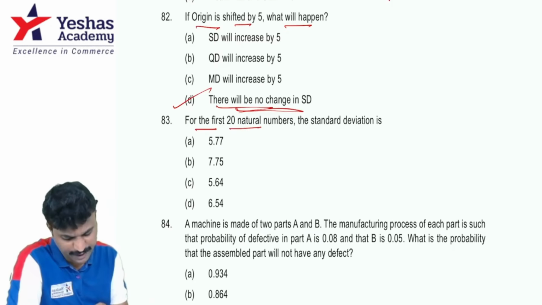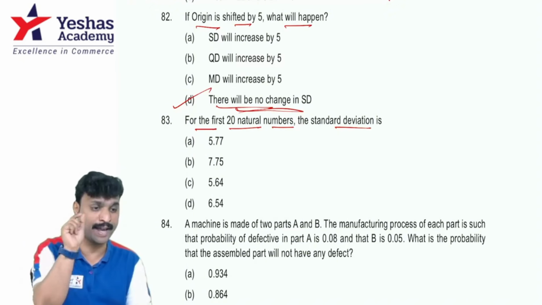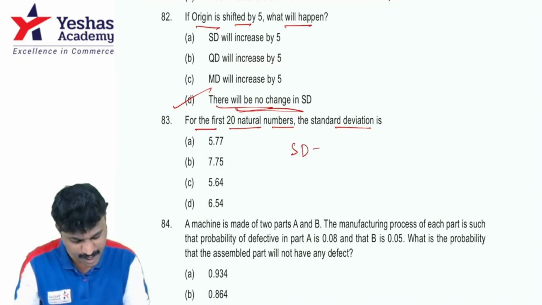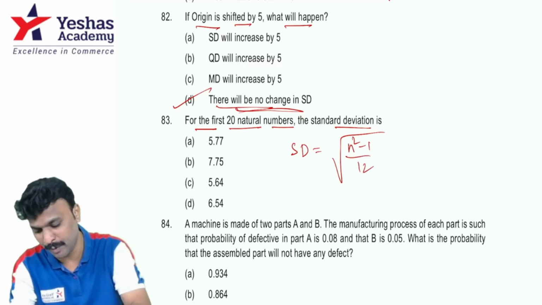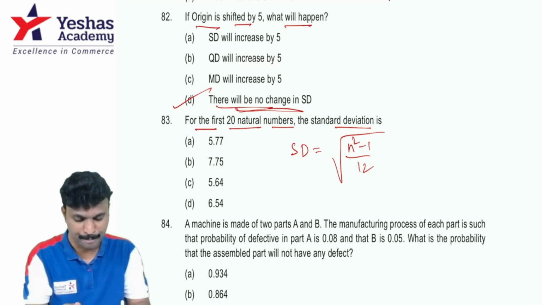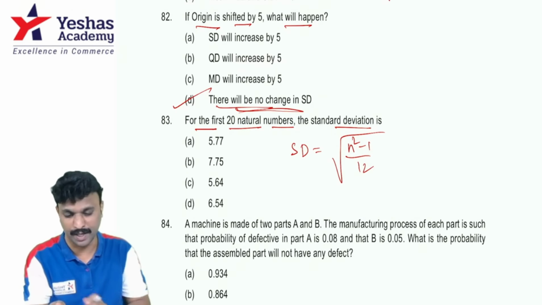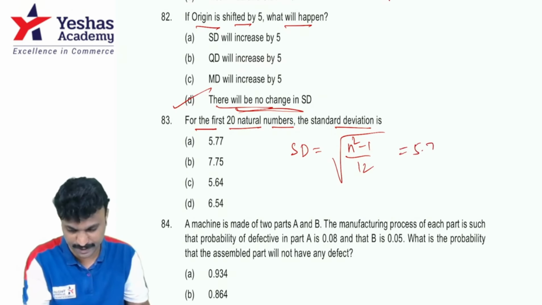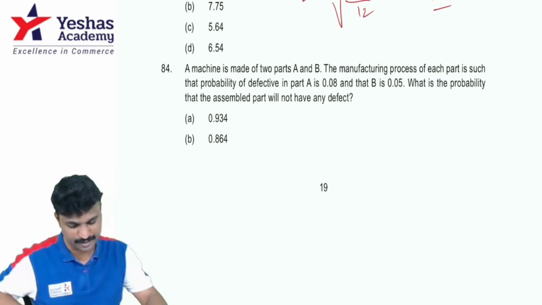For the first 20 natural numbers, the standard deviation is, for first n natural numbers or n consecutive natural numbers, what is SD? Root of n square minus 1 by 12. N is equal to 20. Type 20, press into, press equal for squaring. Minus 1 divided by 12, press equal, press the root. So that fetches you 5.766. That means 5.77. Option A is the right answer.